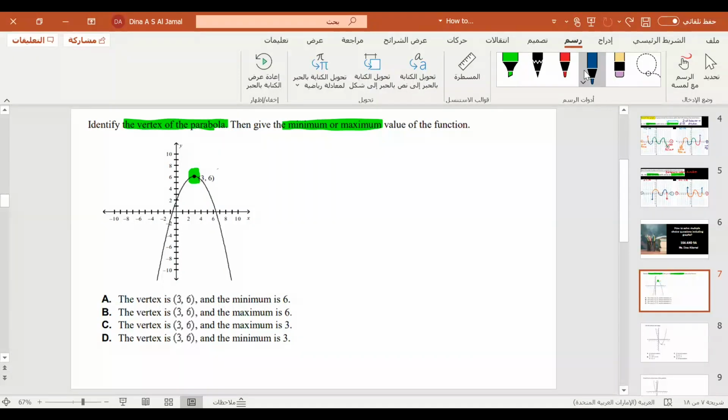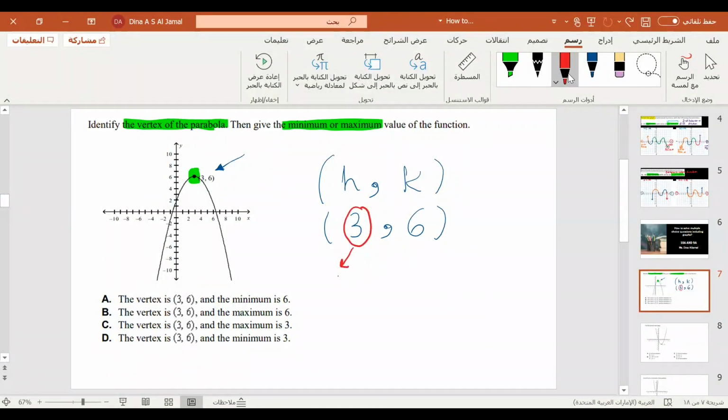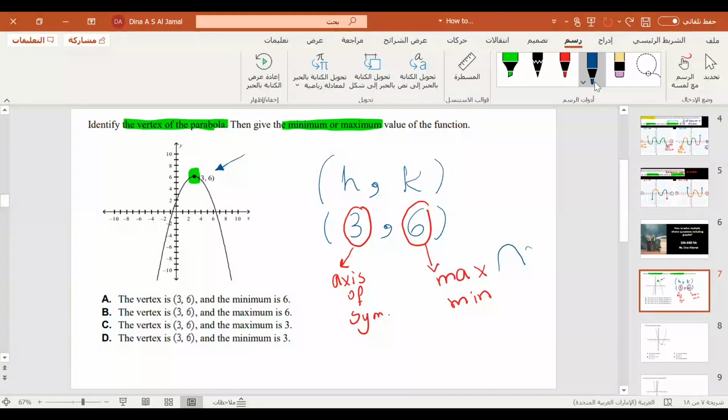Just focus on the point of this vertex. This point will be telling you about many things. Your H and K, this is your vertex, 3 and 6. Your H will be telling you about the axis of symmetry. And your K will be telling you whether you have a max value or minimum value. If it is maximum, that means your A is less than 0. If it is minimum, that means your A is bigger than 0.